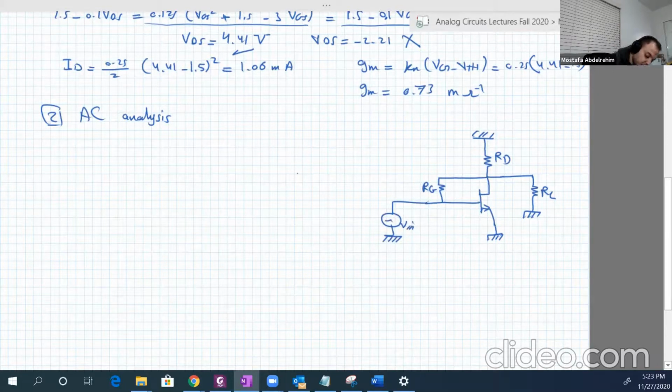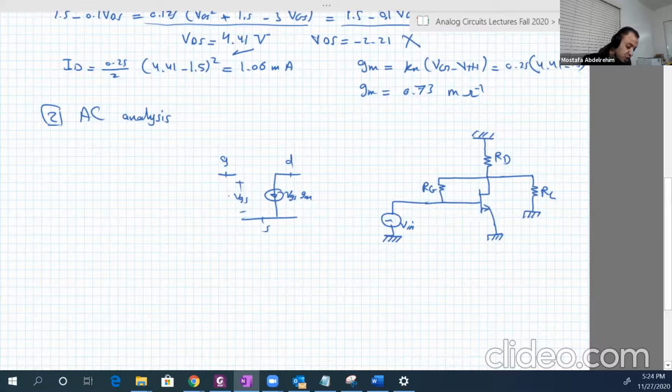I'm going to draw the equivalent circuit of the transistor and connect the rest. So gm VGS. And here is the gate, here is the drain, here is the source, and here is VGS between these 2 points. Then I'm going to continue. Between the gate and the ground is V input.